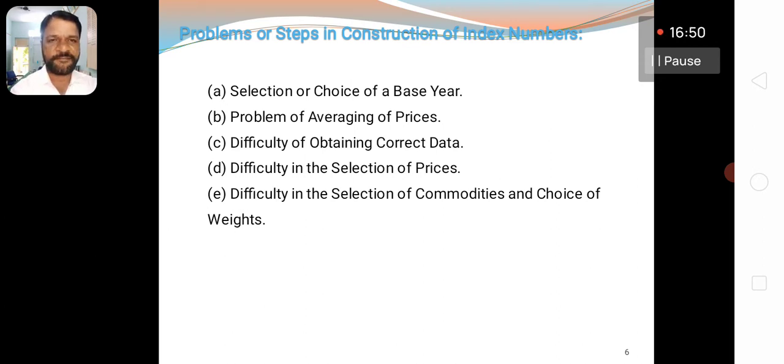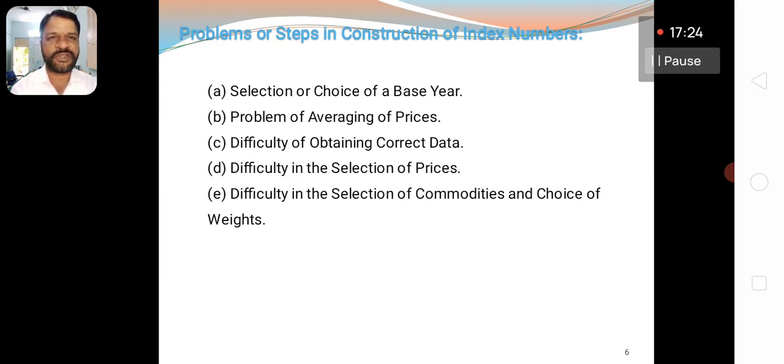Now you see, at present we are in 2021. To measure the prices of commodities in the year 2021, they can be compared to the previous years. The previous year may be 2020, or 2010, or 2015, whatever the year may be. The year with which the comparison is made is called the base year. The selection of the base year is one of the problems, or it is the first step.